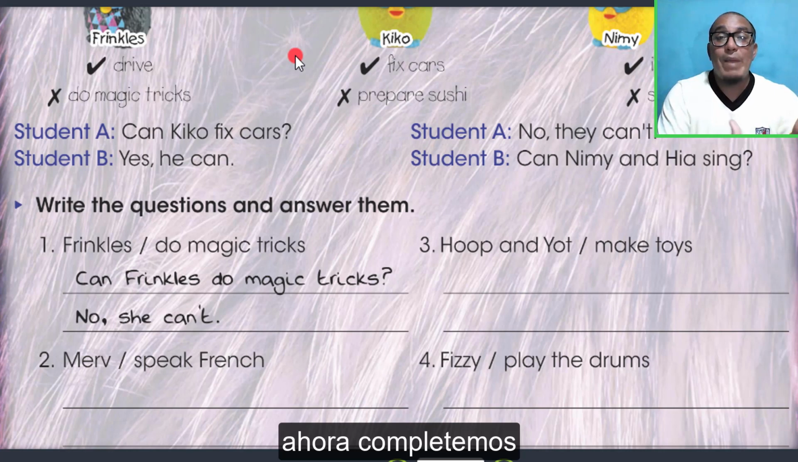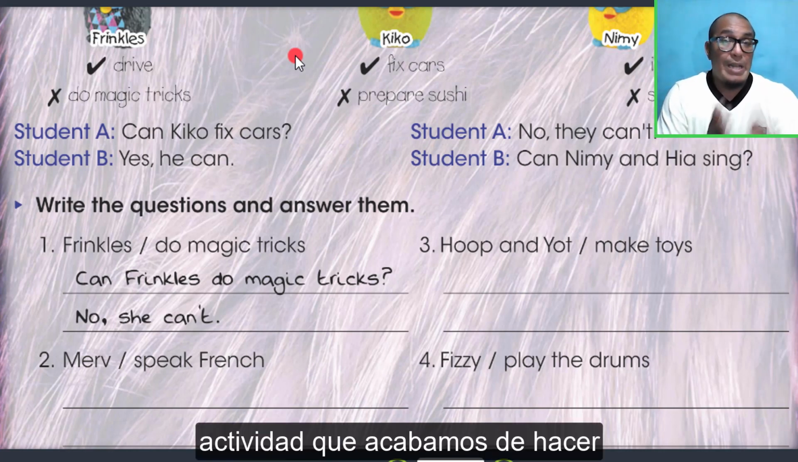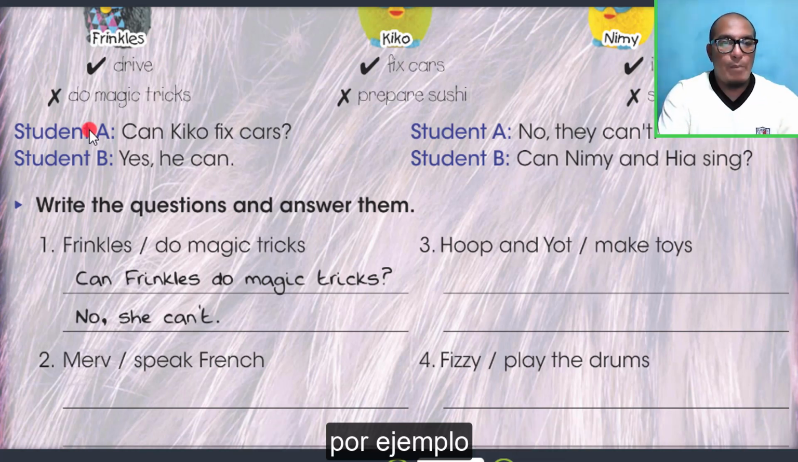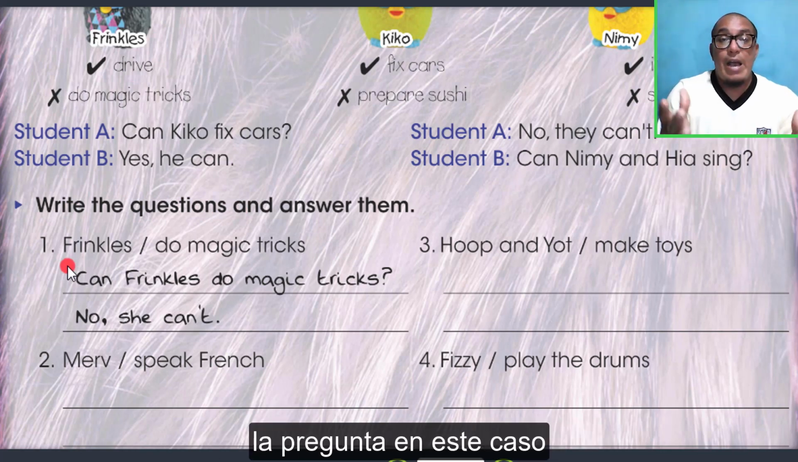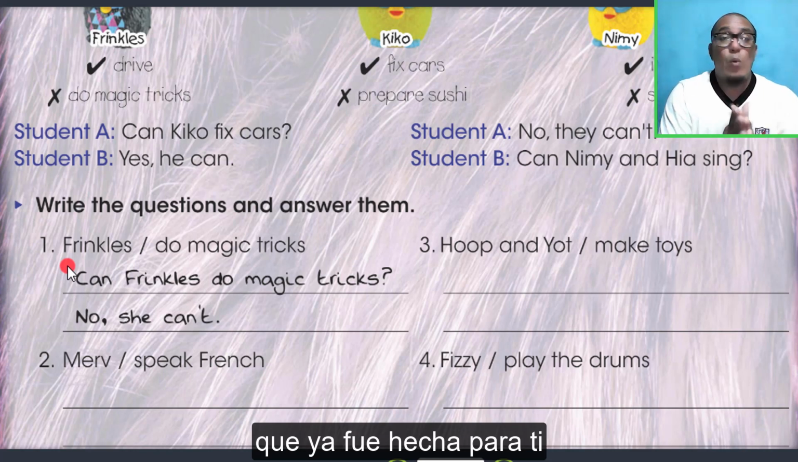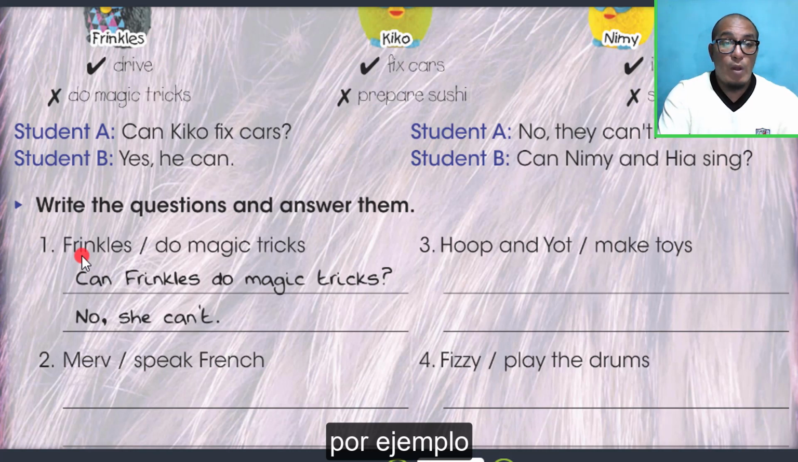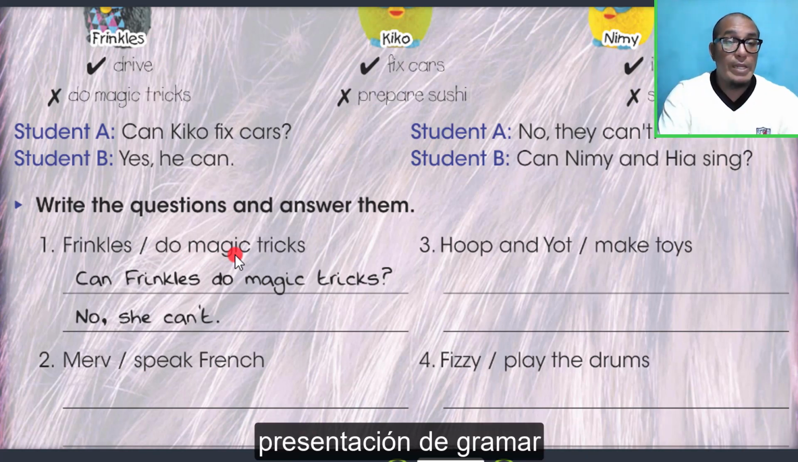Now, let's complete this activity. According to the activity that we have just done, please, let's complete this. For example, write a question and answer it. We have number one, the question in that case was made for you in order to give you an idea. For example, Prinkles do magic tricks. Let's remember the grammar presentation.